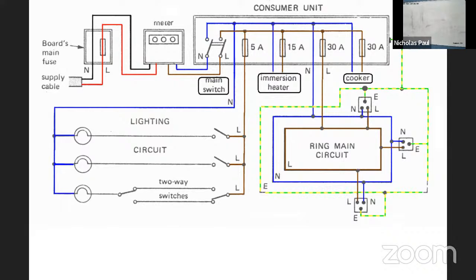One, I'll list them out here. One, the wiring in the house consists of three main wires. Live, L-I-V-E, which is brown.